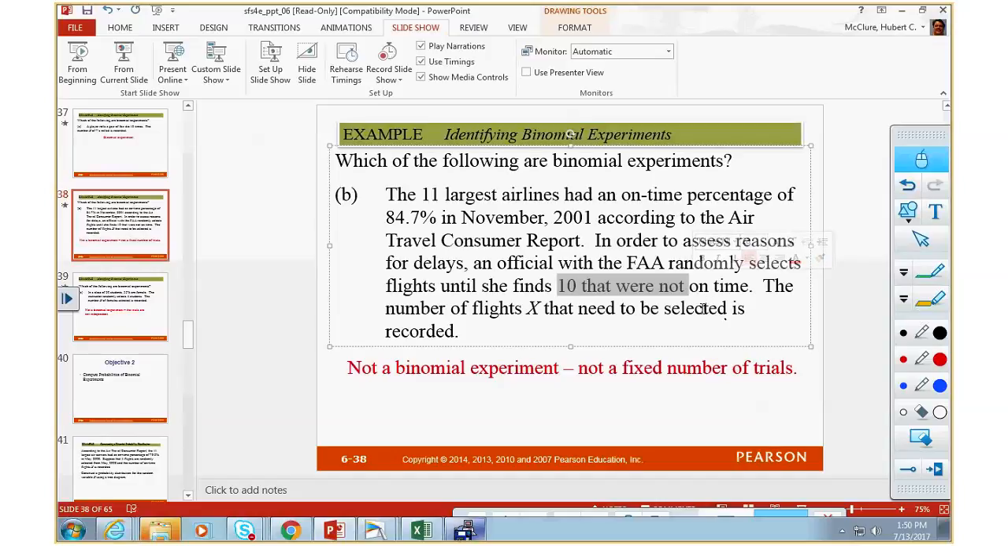So she's not picking a fixed amount. She's just trying to find some that weren't on time. Can't do that. All right? That's not a binomial experiment. Either it's fixed or it's not fixed.